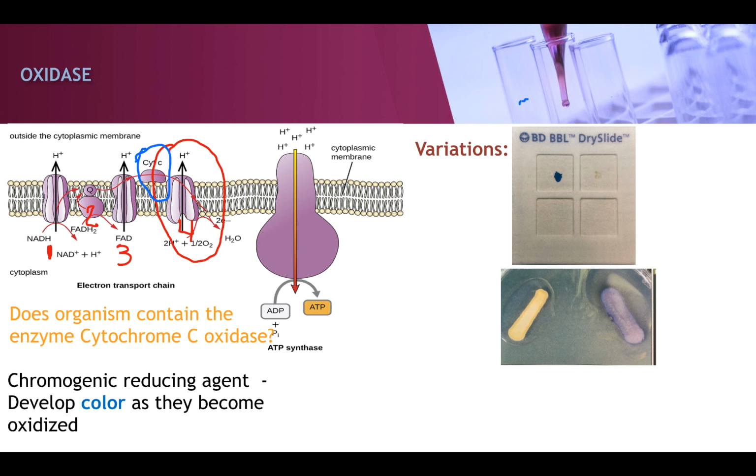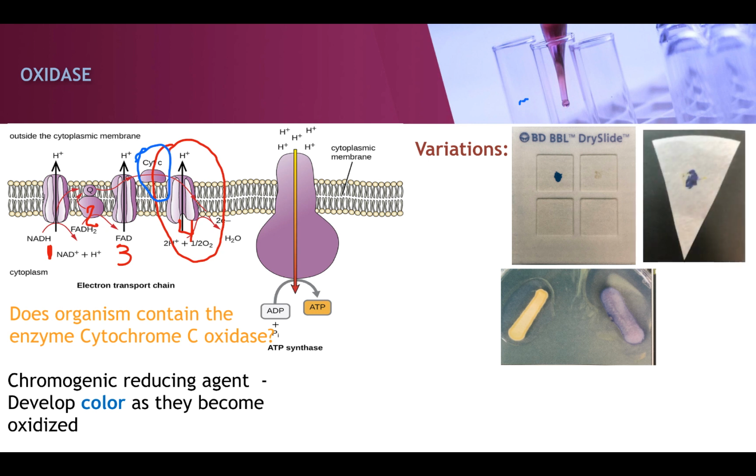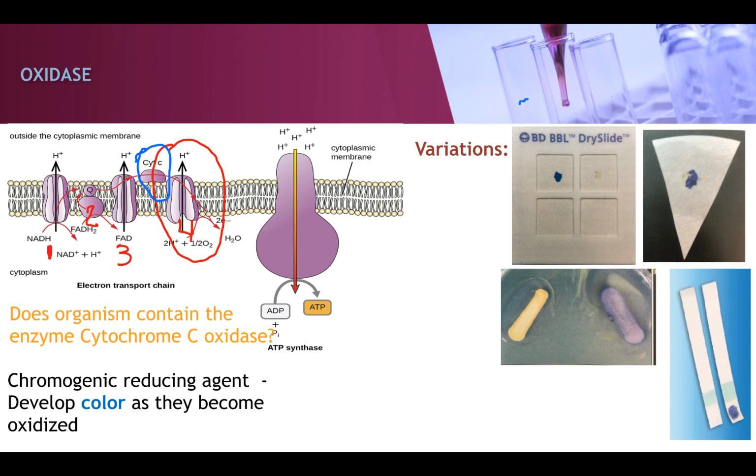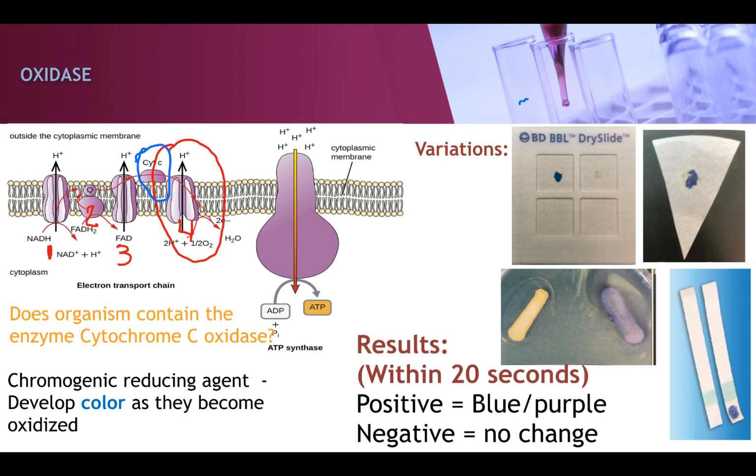Alternatively, a small amount of growth can be transferred to a piece of filter paper and simply add the reagent to that. And the one that we most commonly use in our lab are the strips, which already come with the reducing agent within it. All of these tests must be read within 20 seconds. If the organism is oxidase positive, then it will turn to a bluish or purple color. If it is negative, you would see sort of a yellow staining, but we just call that no change.